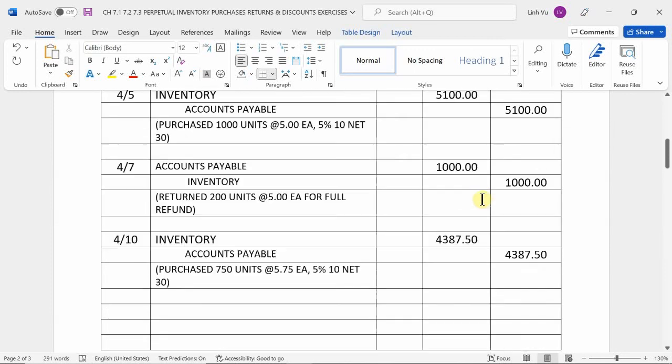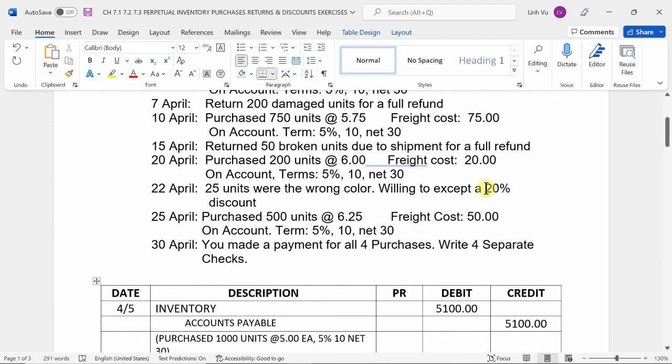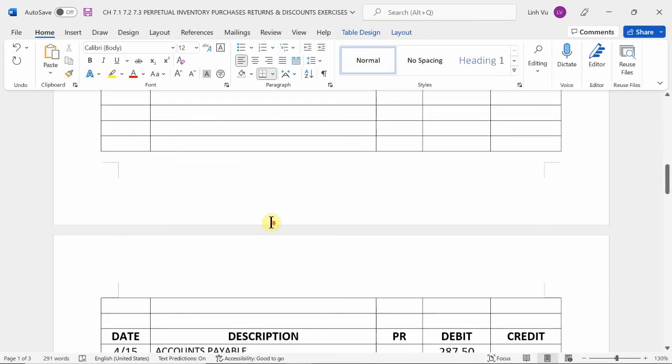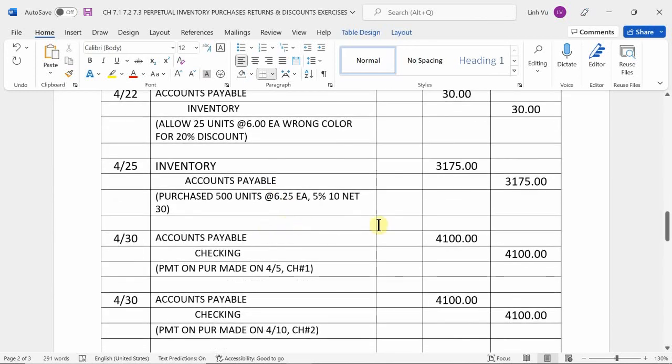So the last thing we have to do here is cut our fourth check. In this case, we purchased on April 25th, 500 units at $6.25 each. This batch of inventory, nothing was wrong with it. So let's take a look at my purchase on the 25th. I owe a grand total of $31.75.